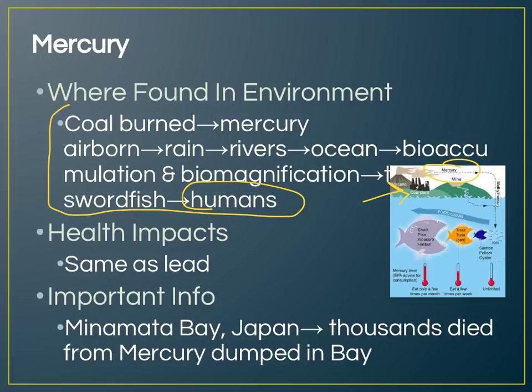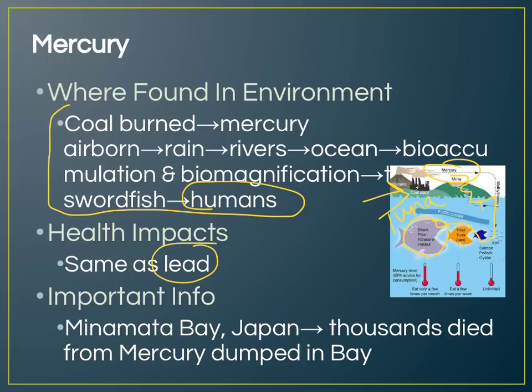And then rain will bring it down into rivers and into the ocean, where through bioaccumulation and biomagnification, it makes its way up the food chain into your top predatory fish. And so most people will be eating tuna. So tuna has mercury in it, but also swordfish and shark and albacore and halibut. And so that's how mercury ends up in humans. It's also a neurotoxin, the same as lead.